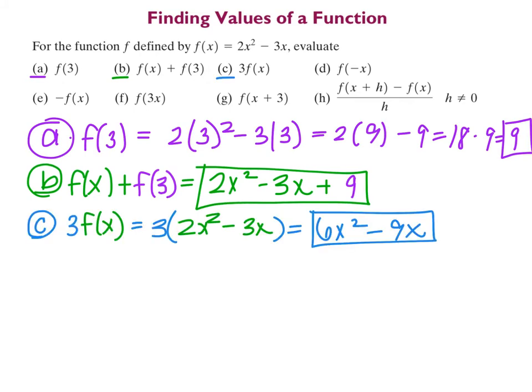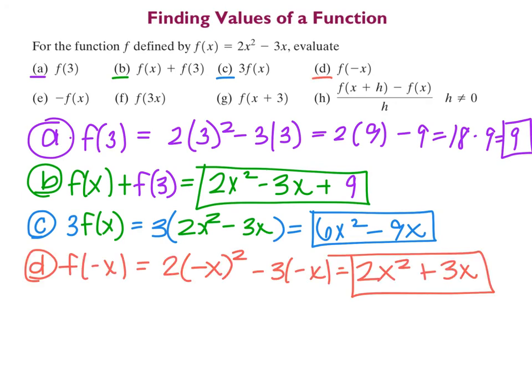Part C tells us to find 3 f of x, which means that I multiply f of x, so each of the terms, there are two terms, 2x squared and minus 3x, and multiply each of those by 3. So that means 3 times 2 becomes 6x squared, and 3 times negative 3 becomes negative 9x.